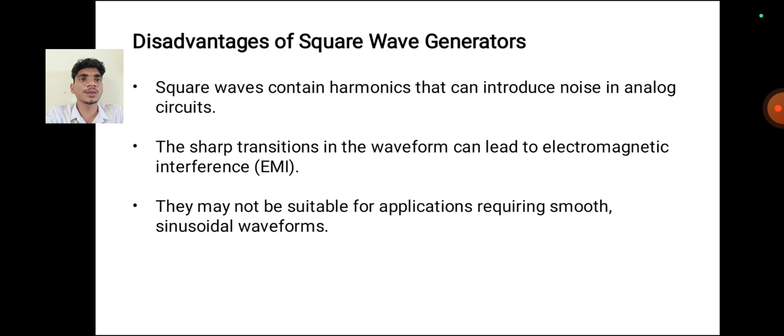Disadvantages of square waves. Square waves contain harmonics that can introduce noise in analog circuits. The sharp transitions in the waveform can lead to electromagnetic interference. They may not be suitable for applications requiring smooth sinusoidal waveforms.